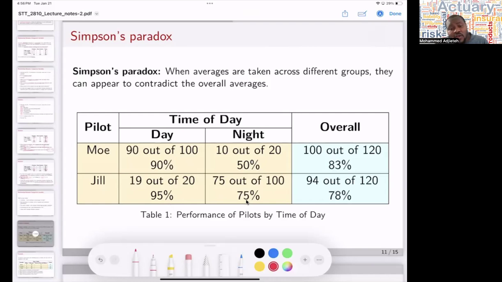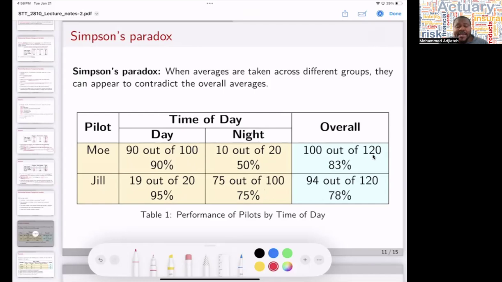But in reality, it's not so, because when you look at it, Mo has a higher number of flights in the day than Jill, about 100. And Jill has more in the night. So what Simpson's paradox says is that when you take averages across these groups, they appear to contradict the overall average. With the percentages, it looks like Jill is higher. But overall, Mo flies 100 during the day and 20 during the night.